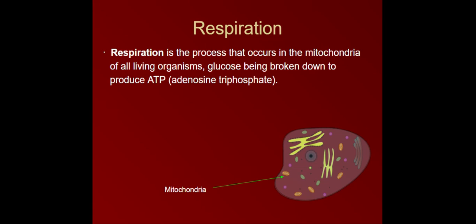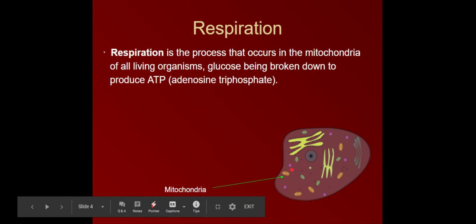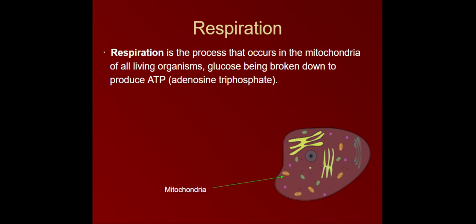You may have seen a mitochondria before. The mitochondria is an organelle found in eukaryotic and prokaryotic cells, and this is where respiration is taking place. The mitochondria is a rod-shaped organelle with lots of folds on the inside. Those folds have a special function, and we'll look at those functions shortly.